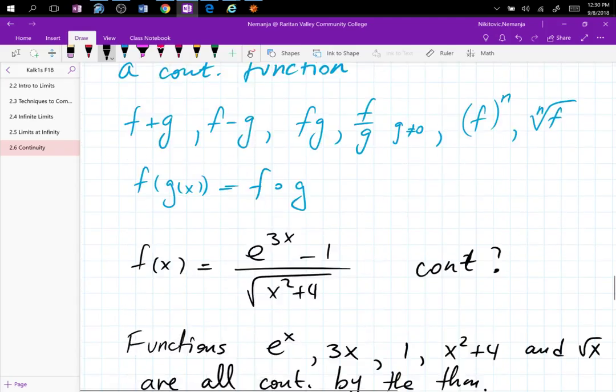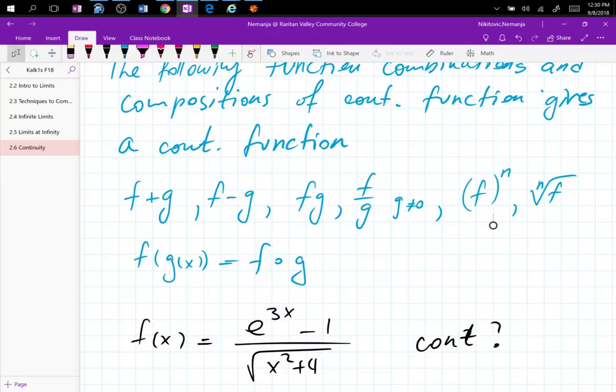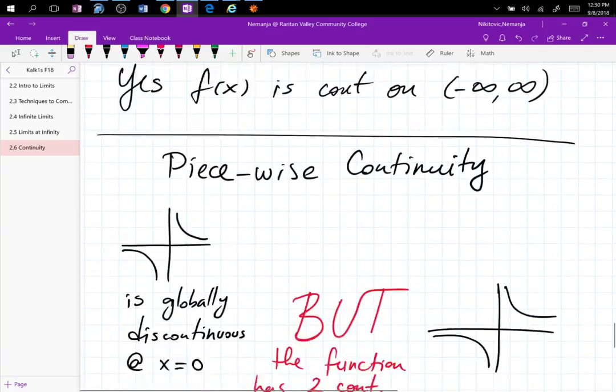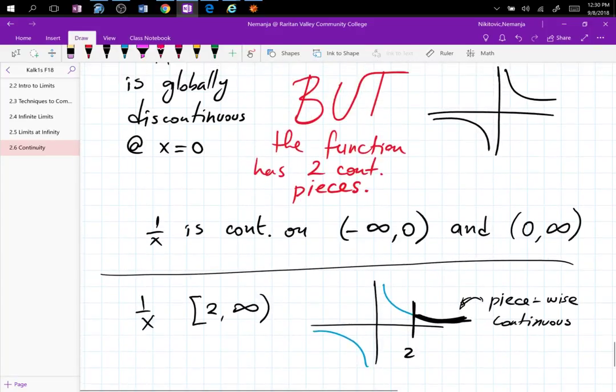Holy nightmare, did I forget to put... Oh no, I put it. For a moment, I thought I missed this one. So, continuity at a point, global continuity, piecewise continuity, discontinuity. Those are all the players that we have to look at as we move along.